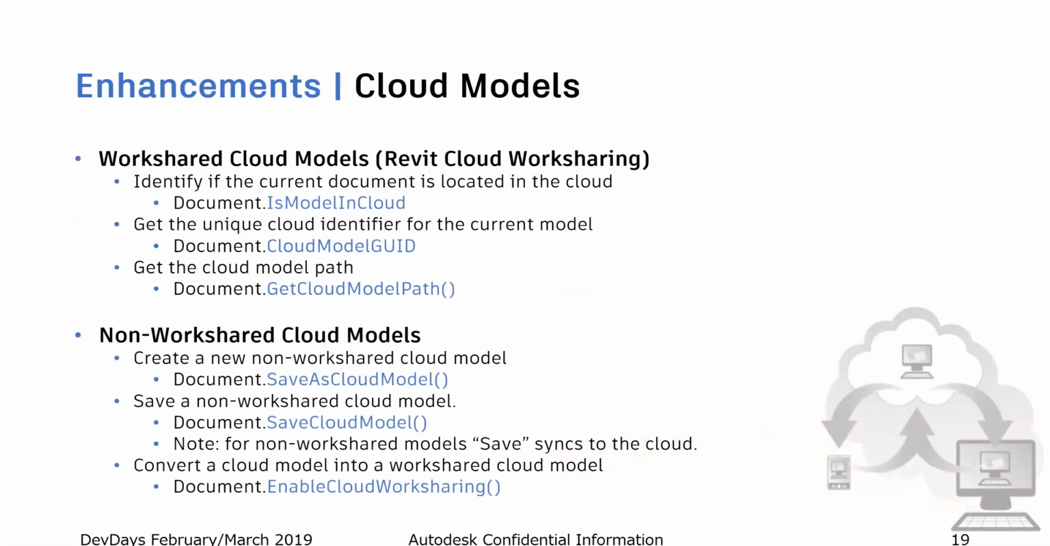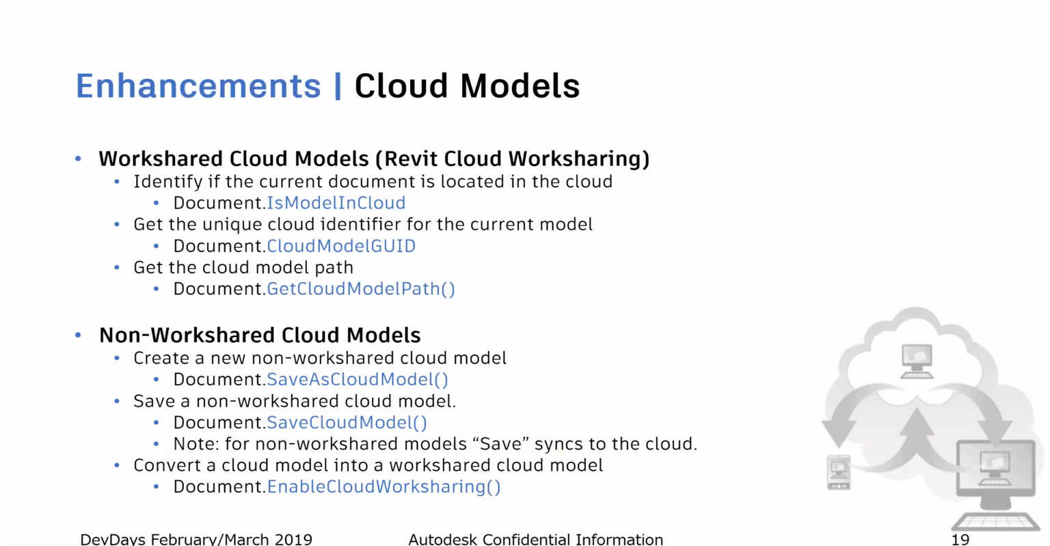In terms of APIs that support this kind of behavior, the first thing is we've added a number of APIs that allow you to get more information about work shared cloud models, or pretty much any cloud model. So you can get information about whether a model is a cloud model, what its unique identifier is so that you can open it later. And then you also can get the cloud model path, so you can understand what is the path of the model that you're dealing with.